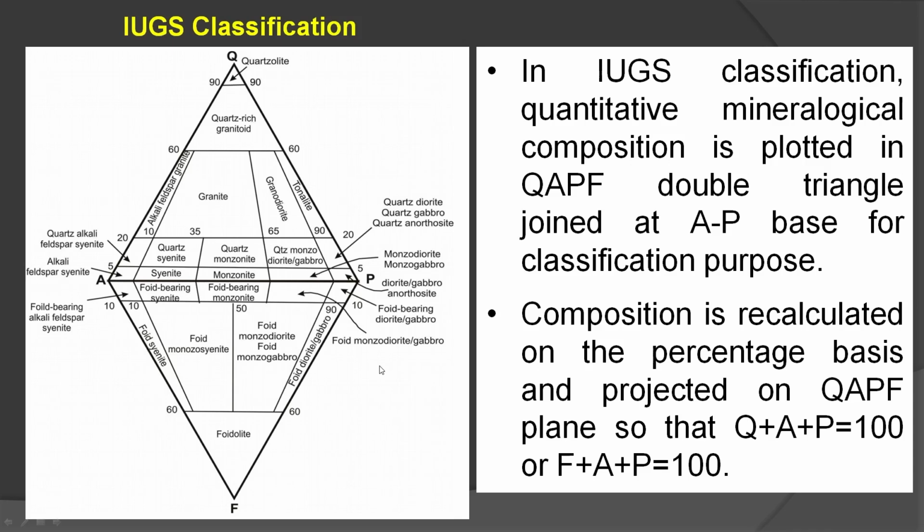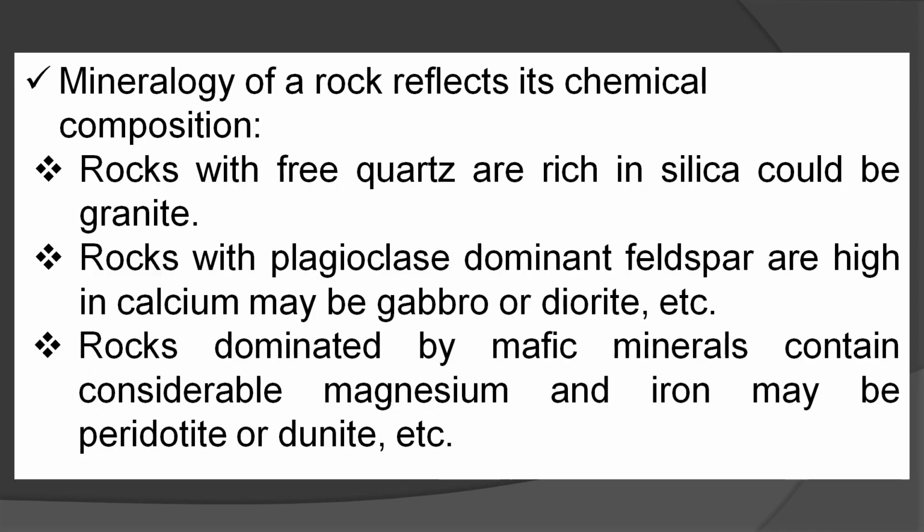Composition is usually recalculated on a percentage basis and projected on the QAPF plane so that Q plus A plus P is 100 or F plus A plus P is 100. We know that the mineralogy of a rock reflects its chemical composition because a rock consists of different minerals and these minerals are the chemical constituents of a rock. Rocks with free quartz are rich in silica, could be granite. Likewise, rocks with plagioclase dominant feldspar are high in calcium and they can be gabbro or diorite.